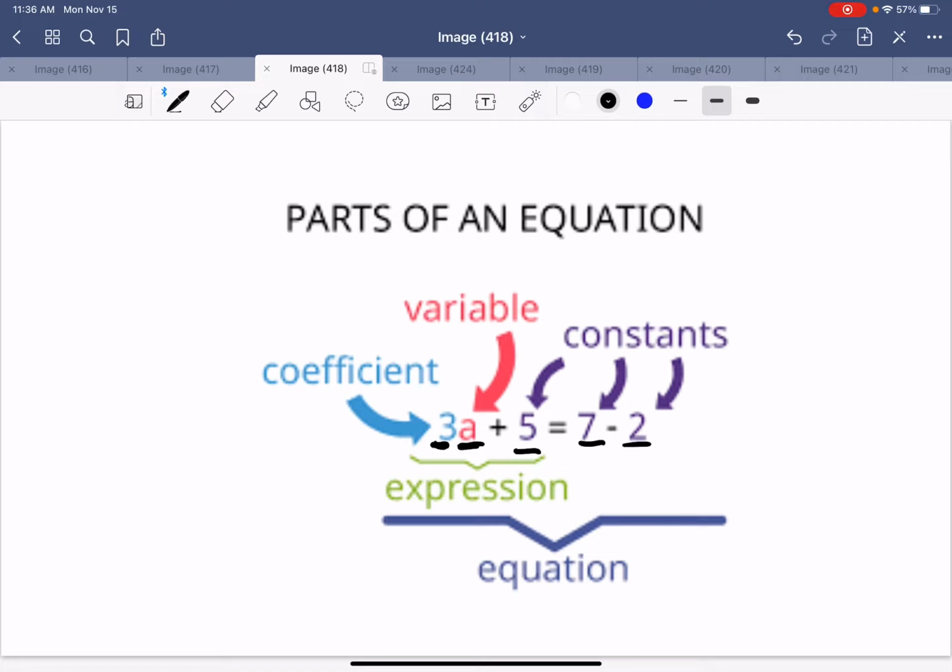And then the main written part of the equation is called the expression, and that is the part of it without the equal sign. We're not putting it equal to something else, but when we put it equal to something else, then we have the equation.